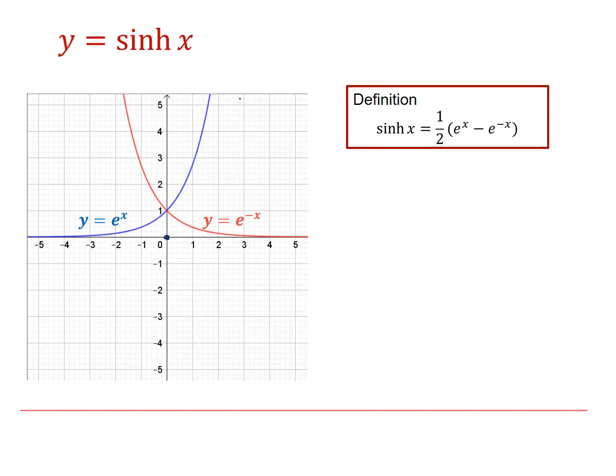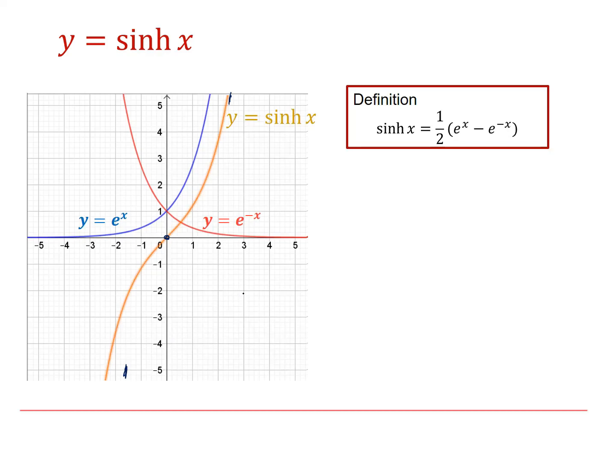Here, the difference between them, well, e to the x is large and positive, e to the minus x is pretty small, so it's going to disappear off the graph this way. And at the other end, e to the minus x is positive, but I'm taking it away, so I'm going to get a negative big number, and e to the x is insignificant, so it's going to fly off down here. And there is the graph of y equals sinh x.